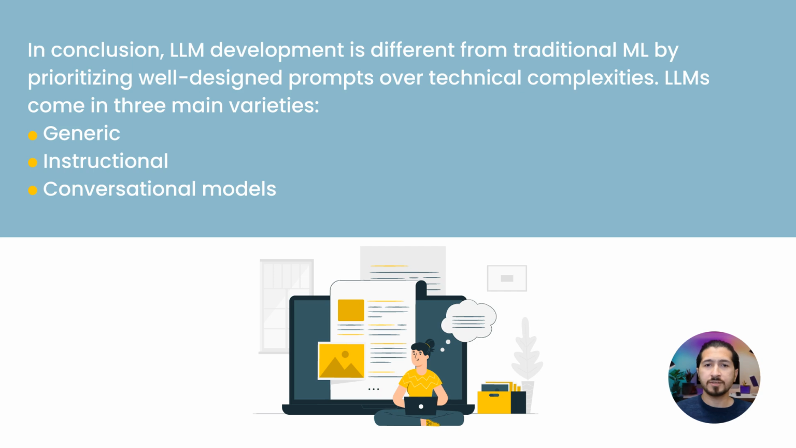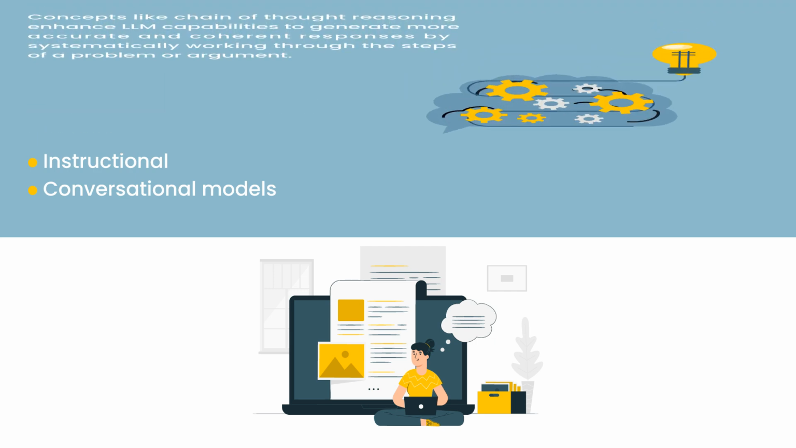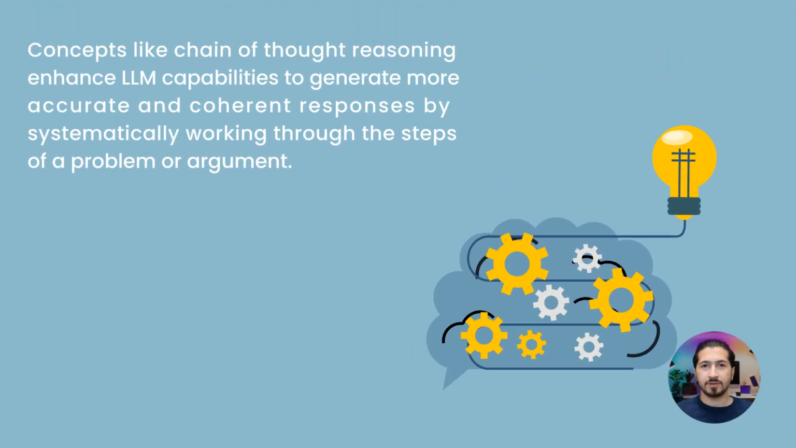In conclusion, LLM development is different from traditional machine learning by prioritizing well-designed prompts over technical complexities. LLMs come in three main varieties: generic, instruction-tuned, and dialog-tuned. And it's important to know that concepts like chain of thought reasoning enhance LLM capabilities to generate more accurate and coherent responses by systematically working through the steps of a problem or argument.